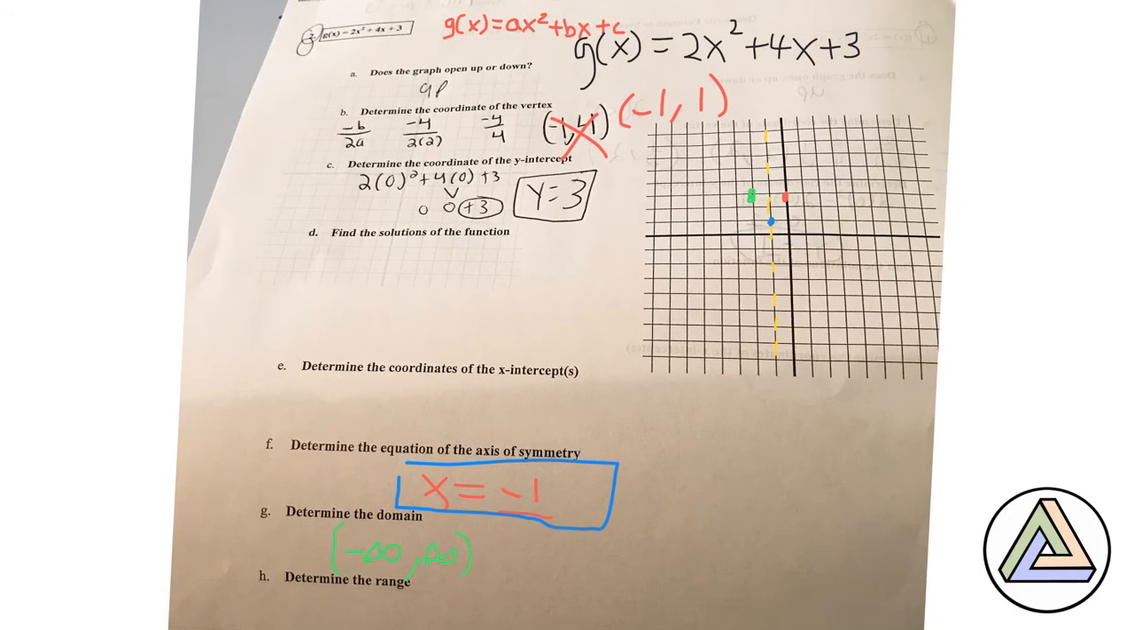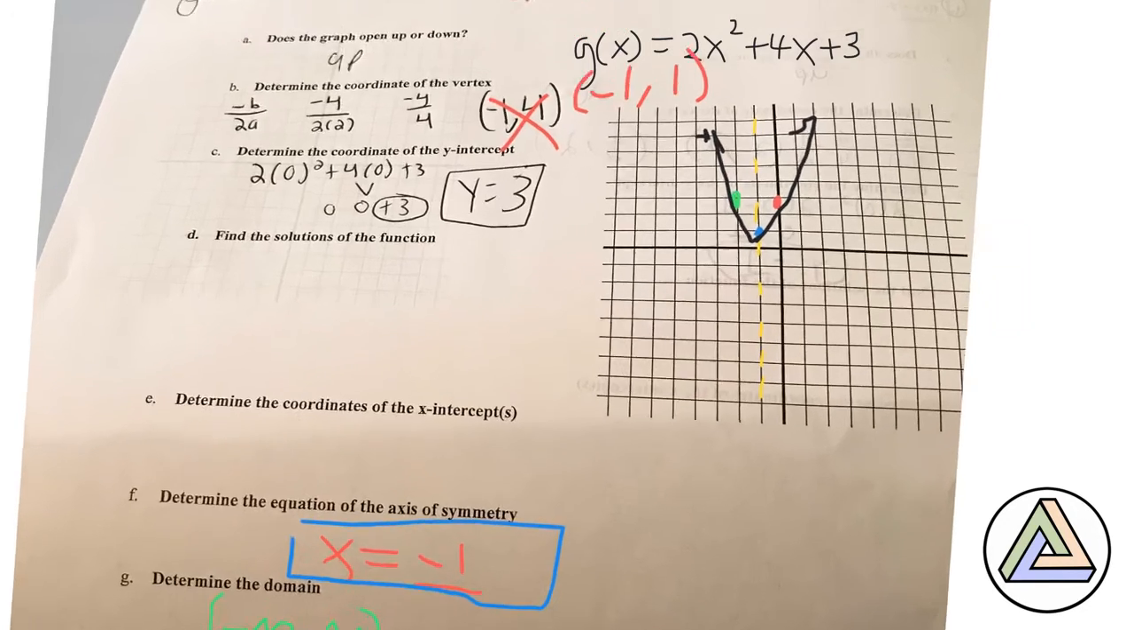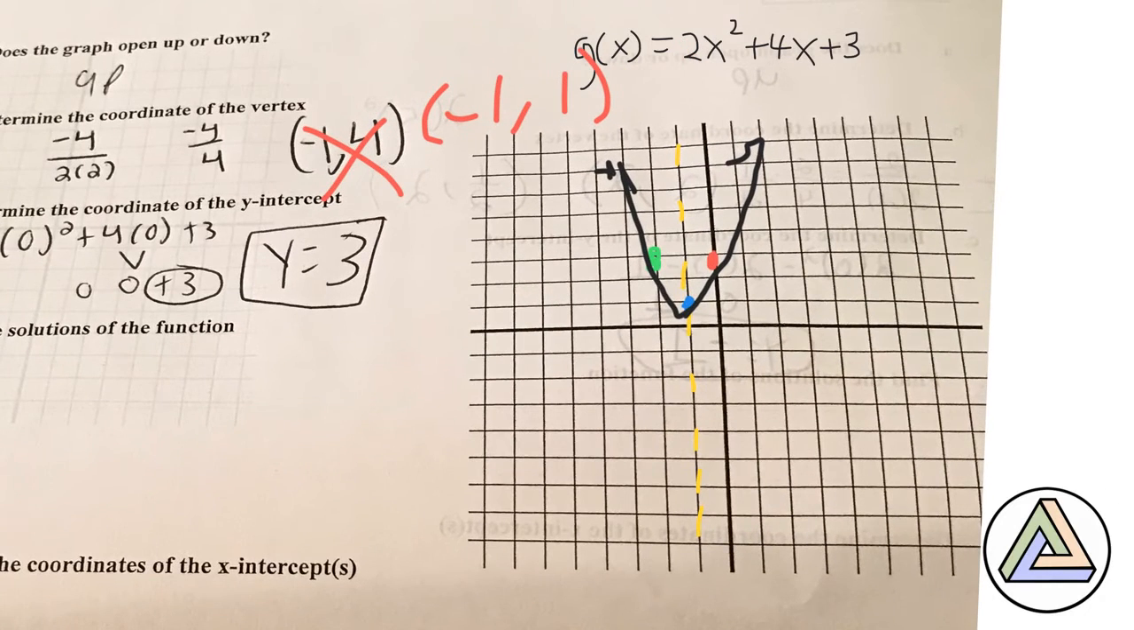So let's just draw a parabola that goes through those points. It's going to look something like that. It's kind of ugly looking, but you get the idea. So the vertex is right there.